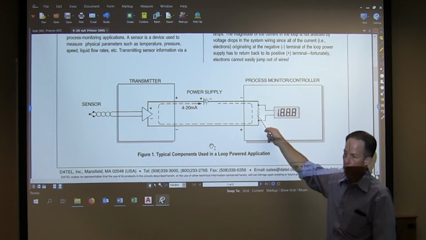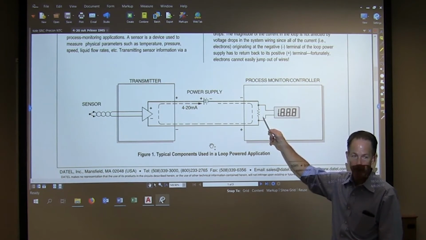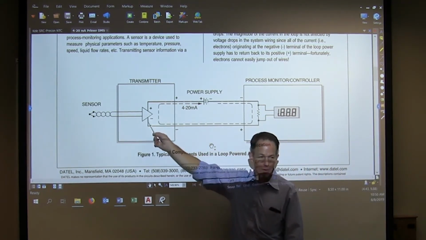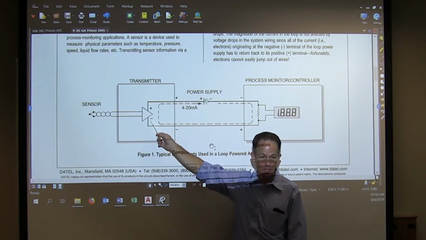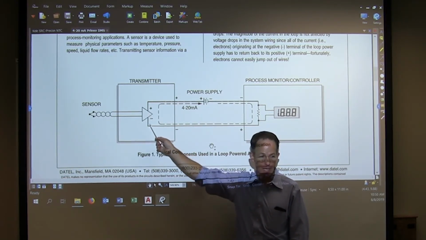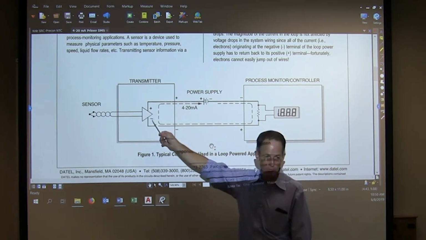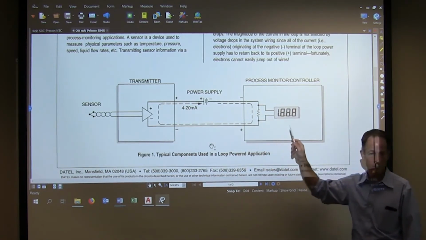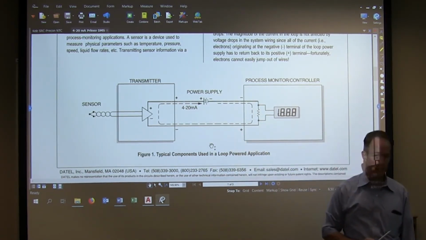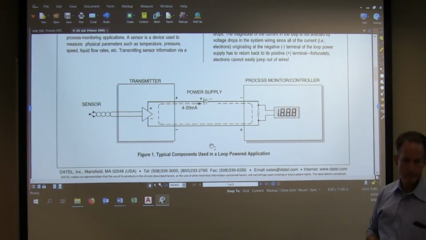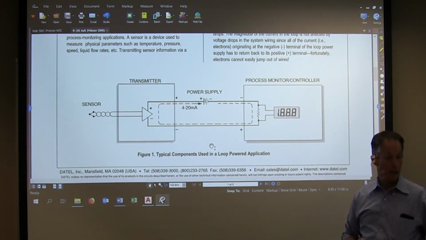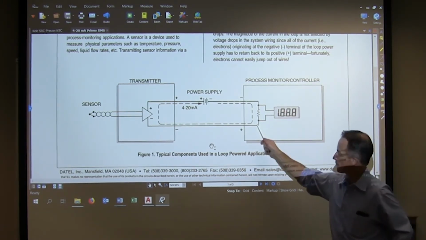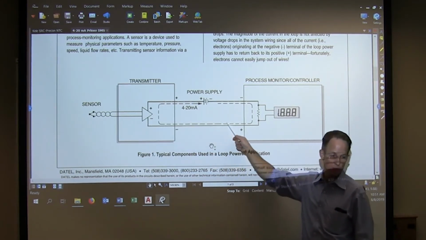If I put a 500 ohm resistor there and I have 10 volts drop, I need some power here to run my transmitter, and maybe that's 8 or 10 volts. We'll say 10 just to make the math easy. So I have 10 volts there and 10 volts here. How big does my power supply need to be? 20 VA. So at least 20 volts, right? It needs to be at least a 20 volt, and that's if I don't have any line loss.